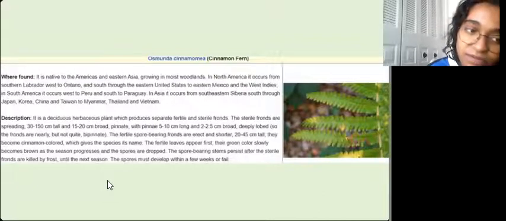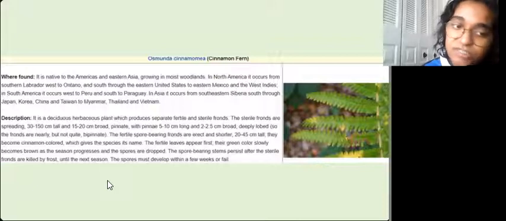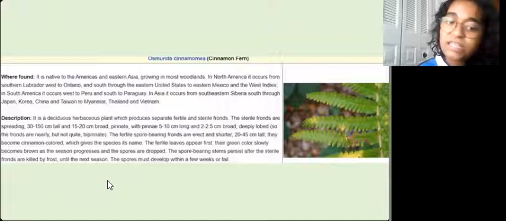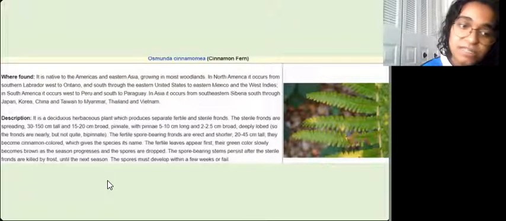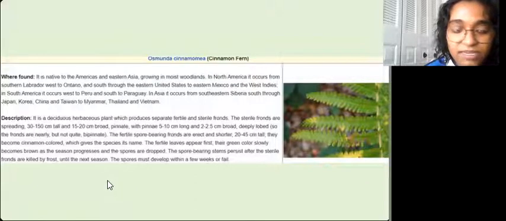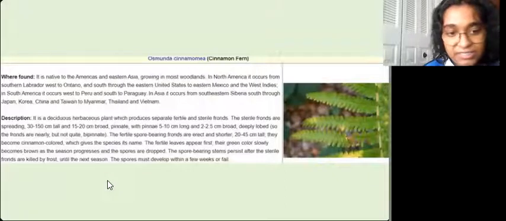They become cinnamon colored, which gives the species its name. The fertile leaves appear first. Their green color slowly becomes brown as the season progresses. As the spores are dropped, the spore bearing stems persist after the sterile fronds are killed by frost until the next season.